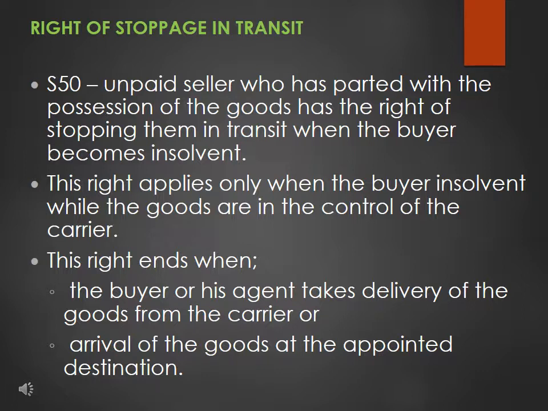Insolvent here means when a person has ceased to pay his debts in the ordinary course of business or cannot pay his debts as they become due. This right of stoppage in transit applies only when the buyer is insolvent while the goods are in the control of the carrier. This right ends when the buyer or his agent takes delivery of the goods from the carrier or on arrival of the goods at the appointed destination.